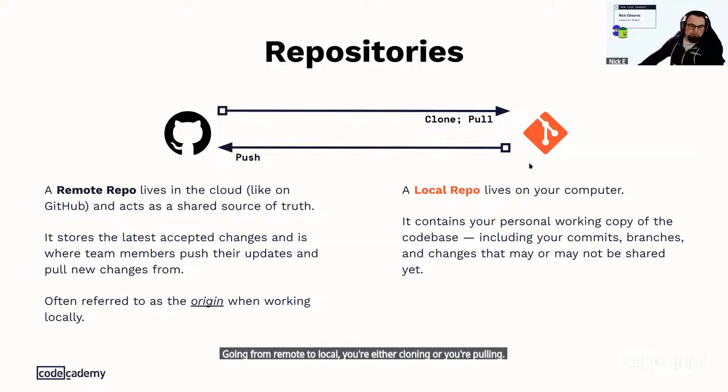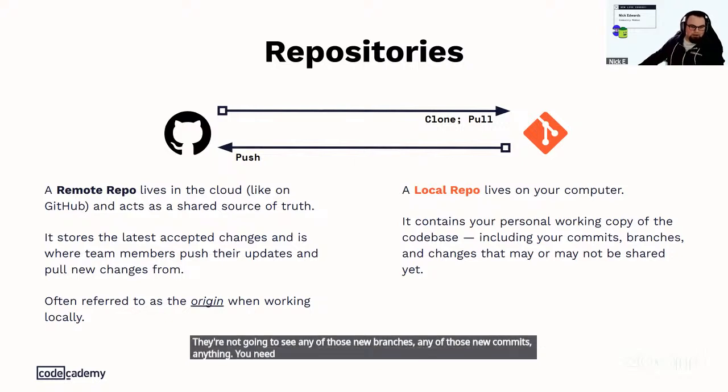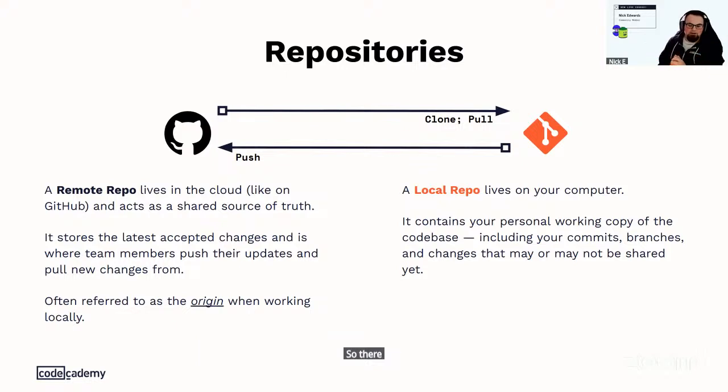But if you have something locally and you have yet to push it to GitHub, GitHub has no knowledge of that. They're not going to see any of those new branches, any of those new commits, anything. You need to physically push that code to GitHub in order for that stuff to show there. So there is a very distinct isolation between the two, if you will.